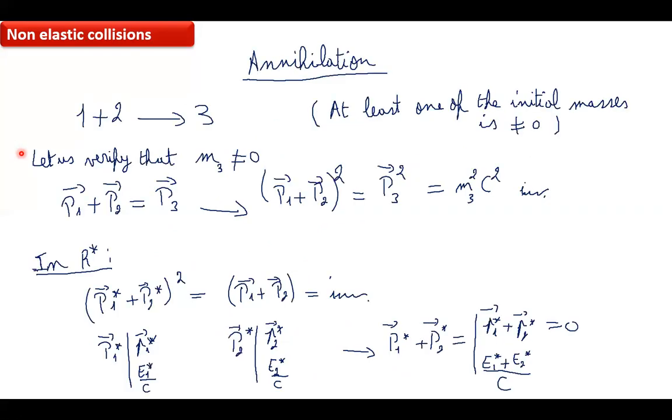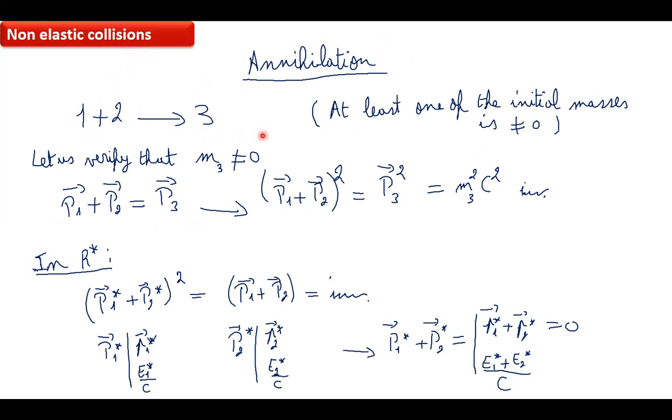Okay, so I will end this chapter by explaining some collisions or some annihilation reactions. So annihilation, when you have 2 particles, 1 and 2, that become 1 particle, let's say particle number 3. So you have 2 particles fusing or annihilating into 1 particle.